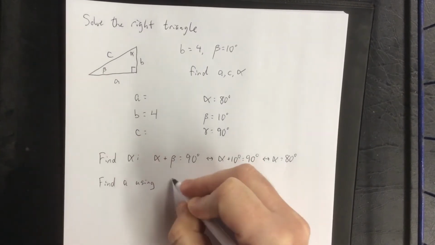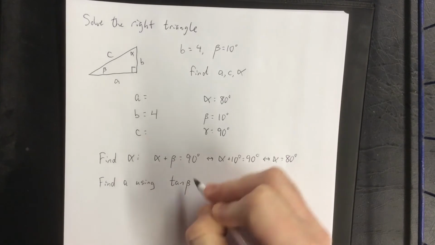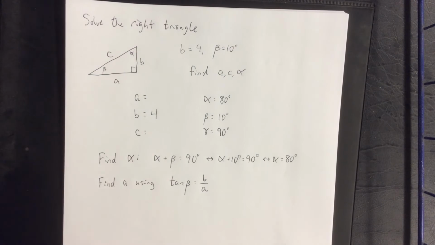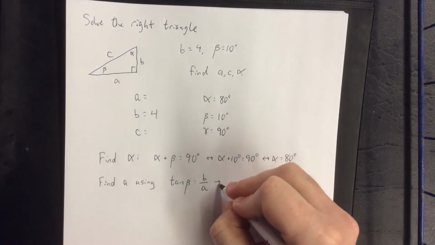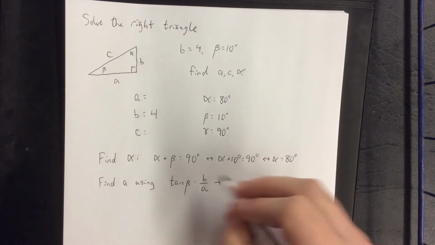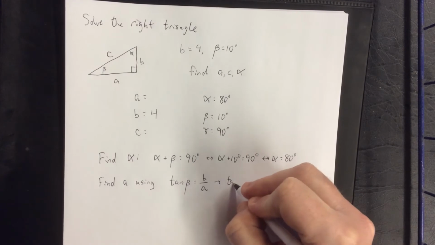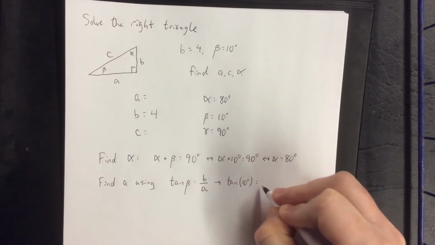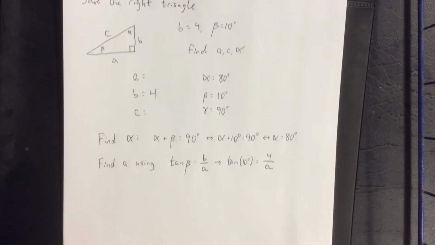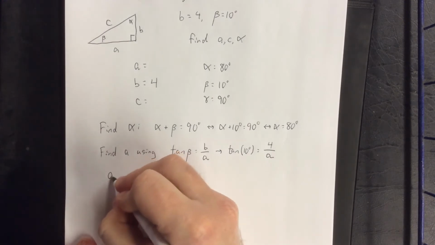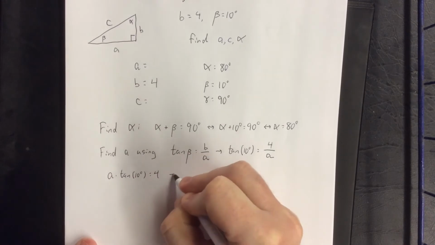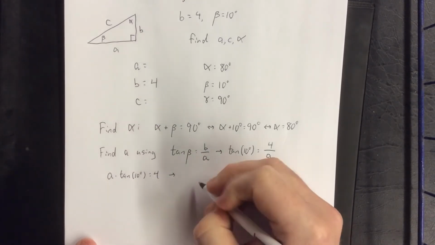using the fact that the tangent of beta is equal to the opposite side, B, over the adjacent side, A. Because I know 2 of these quantities, I can solve for the third one. So with that in mind, I am going to plug in the values that I currently have. Tangent of 10 degrees is equal to B, which is 4, over A, which is currently unknown. To solve for A, I'm going to multiply both sides by A and get A times the tangent of 10 degrees is equal to 4. And finally, divide both sides by the tangent of 10 degrees.